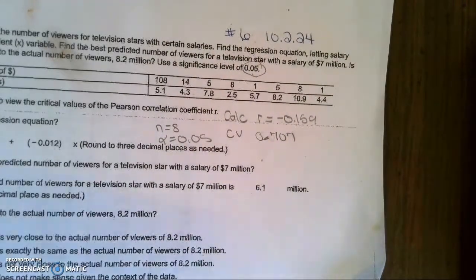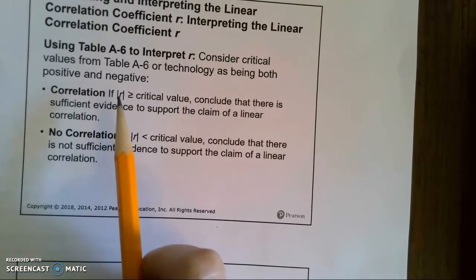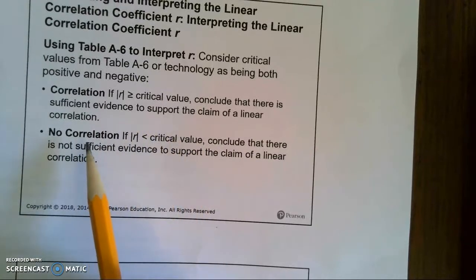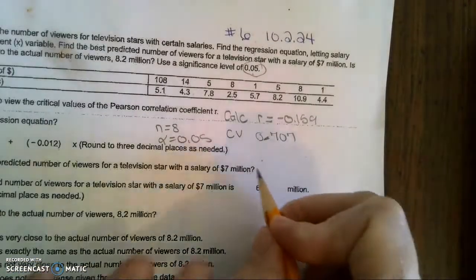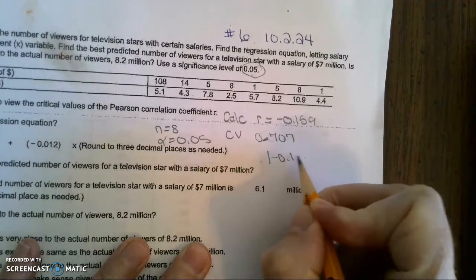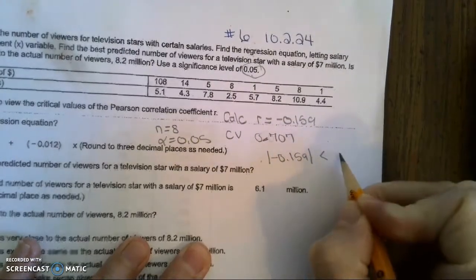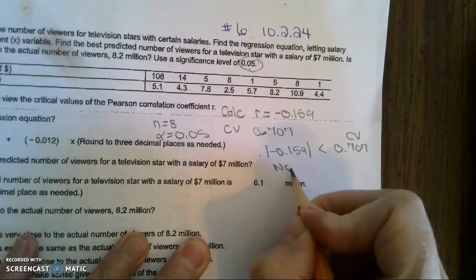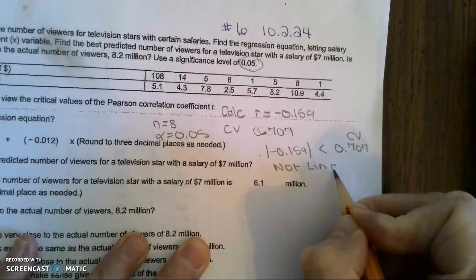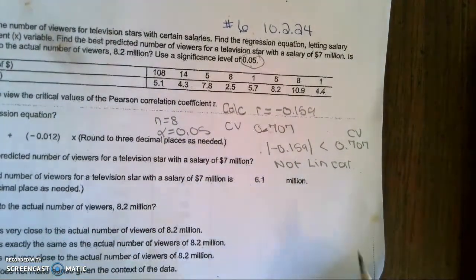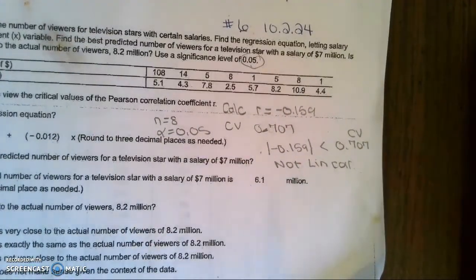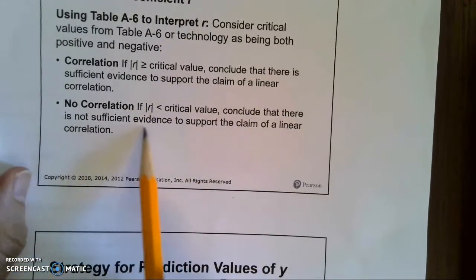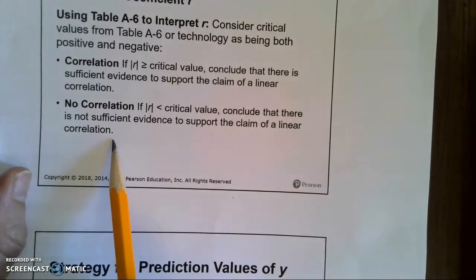Okay, so are they correlated? The way we decide that is we compare the absolute value of r with the critical value. In this case, it's smaller. Let me just show you that. So they're not linearly correlated. I'll show you that again. The sample value of r is less than the critical value, so there is not sufficient evidence to support that there's a linear correlation between the two.